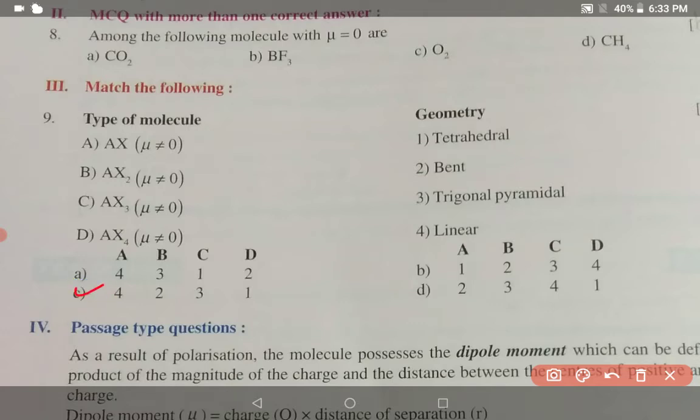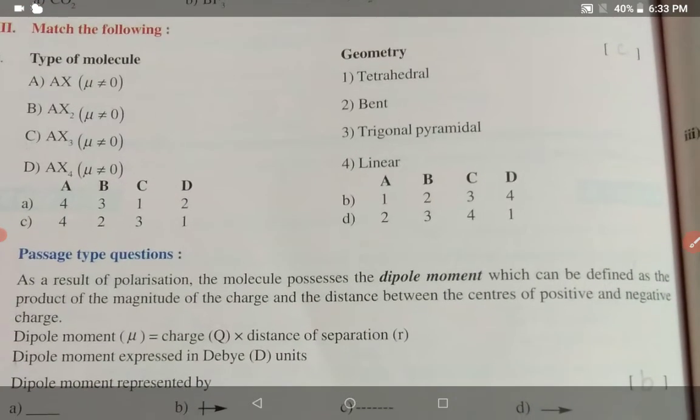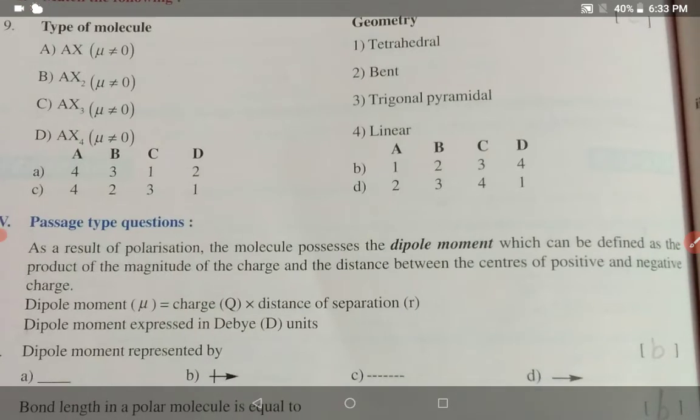Now we will be looking at the passage type of questions, where you have to read this passage in order to understand the questions. So let's read the passage. As a result of polarization, the molecule possesses dipole moment, which can be defined as the product of magnitude of charge, that is nothing but Q. So what they are telling is dipole moment is the product of magnitude of charge. Charge can be represented by Q.